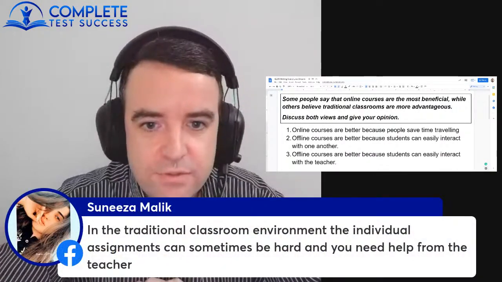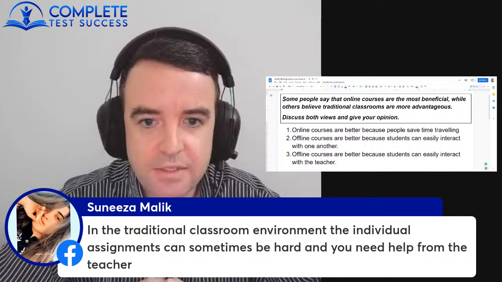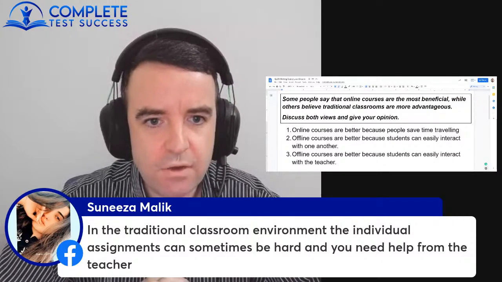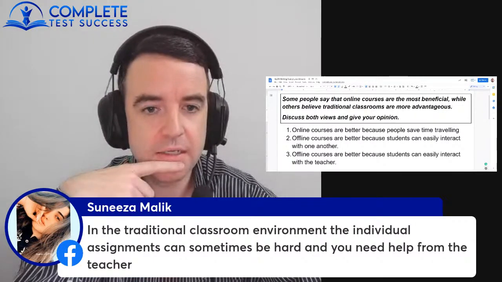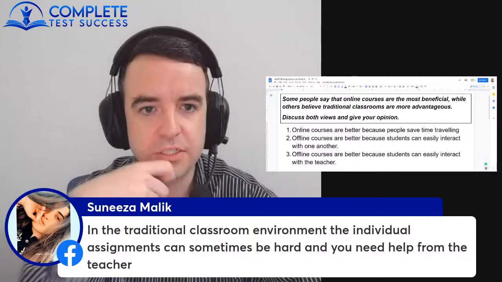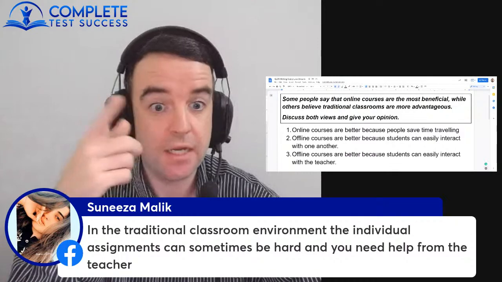Sinisa: In the traditional classroom environment, the individual assignments can sometimes be hard and you need help from the teacher. I don't see how that applies, because if I just deleted the word traditional and put in the word online, it would equally make sense. So I don't see how that necessarily applies to traditional and not to online.